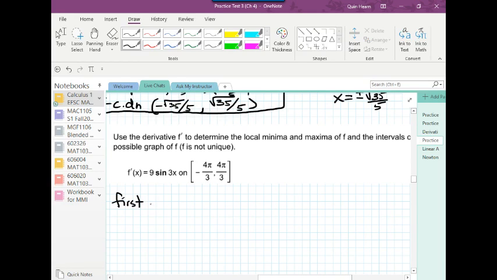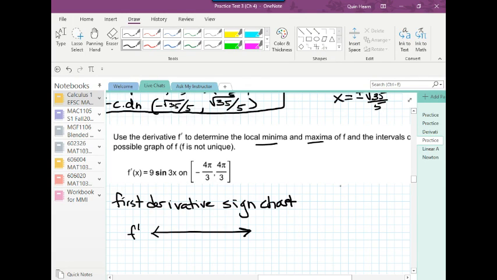Okay, next we're going to look at item number 10 on the review, which is: use the derivative f prime to determine the local minima and maxima of f and the intervals of increase and decrease, and sketch a possible graph of f. Okay, so the reason I wanted to work this one is because I think people might be a little confused about what they mean by sketch a possible graph of f.